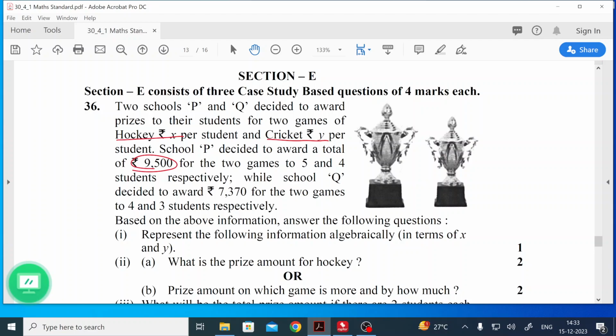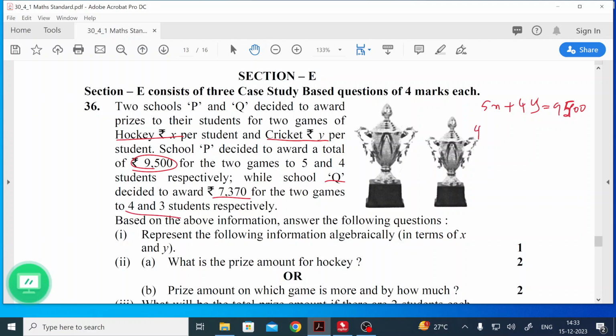School P and Q decide to award prizes. Hockey they said X rupees per student, cricket Y rupees per student. So here the games they are telling respectively. Then hockey 5x, cricket 4y, all together amount 9,500 rupees. Like that school Q decided to give 7,000 amount, for 4 students and 3 students.